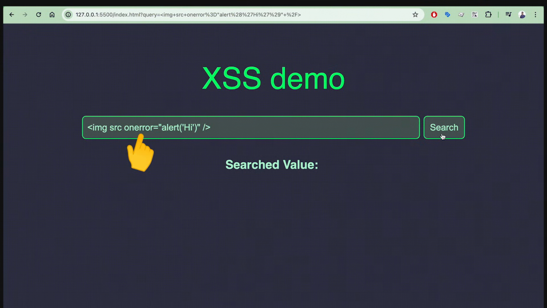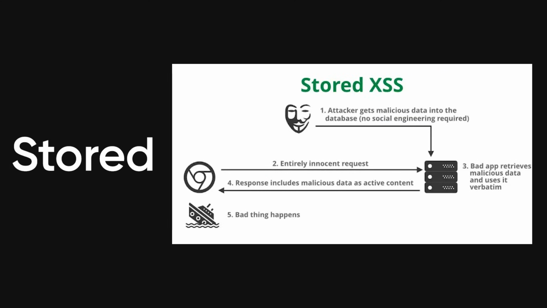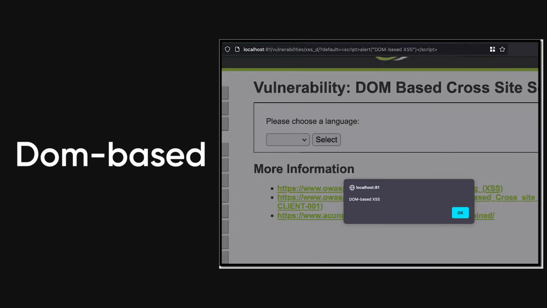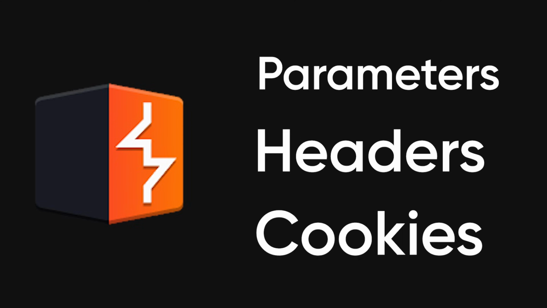XSS is when you inject JavaScript into a web page that gets executed in other users' browsers. There are 3 types: reflected, where your payload appears in the URL, stored, where your payload gets saved in the database, like a comment section, and DOM-based, where the vulnerability is in client-side JavaScript. XSS is everywhere because developers sanitize input like, yeah, that looks safe enough, and forget output encoding entirely. Use Burp to inject payloads into parameters, headers, and cookies.